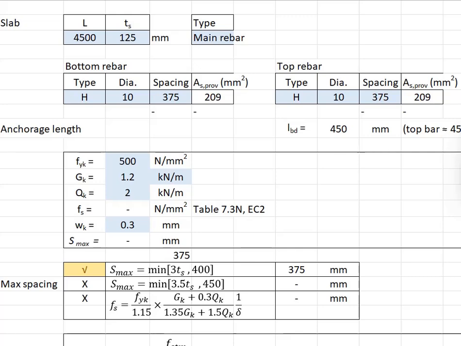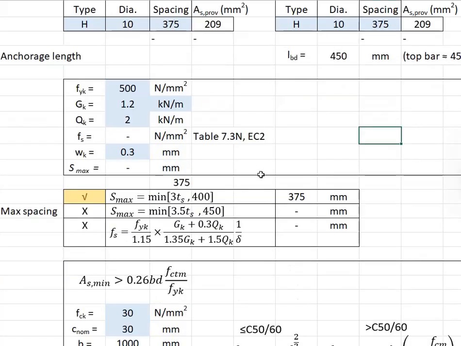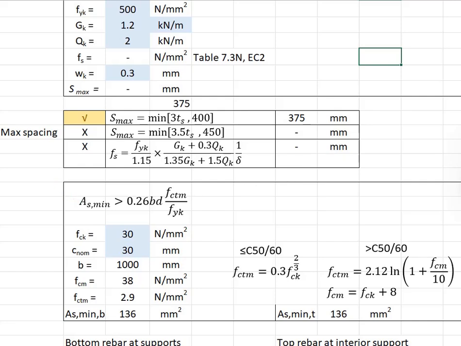Second thing that you need to check is your As,min. To determine the As,min, you may use this formula. Let's say now your concrete grade is 30 and your nominal cover is also 30. For a slab, we are designing it on the basis of 1 meter unit width. Therefore, the b here refers to the 1 meter width.